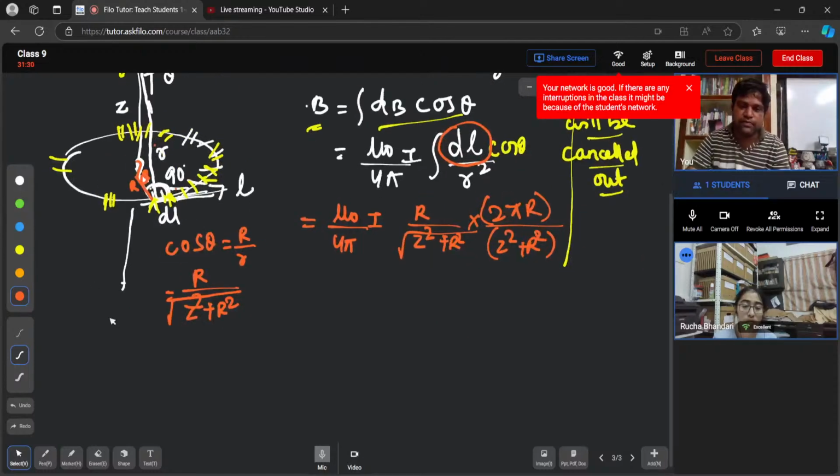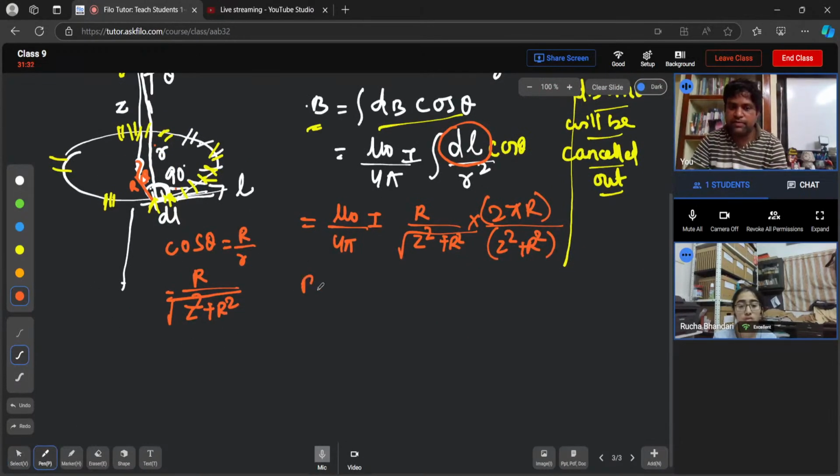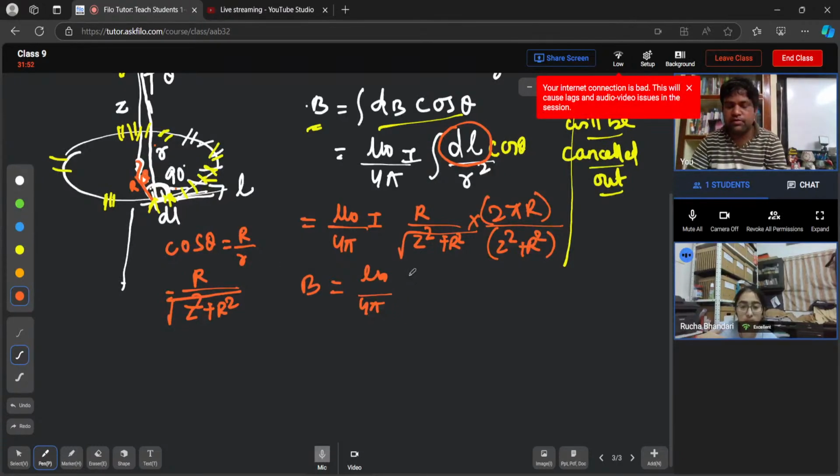So what we are getting? We are getting that the total magnetic field by this is mu naught by 4 pi, 2 pi r I r divided by z square plus r square to the power 3 by 2.